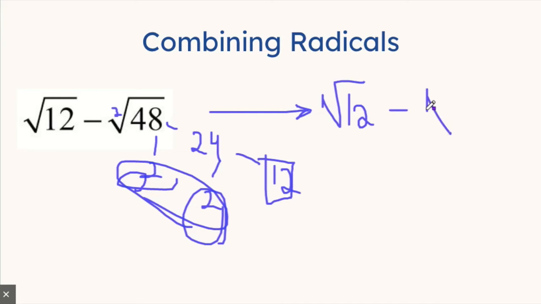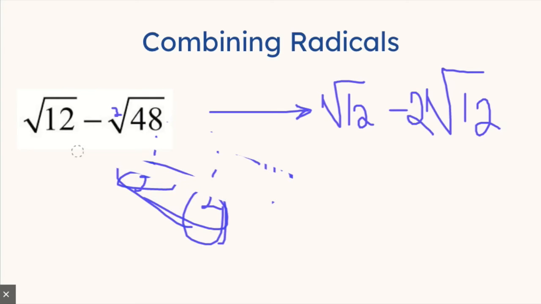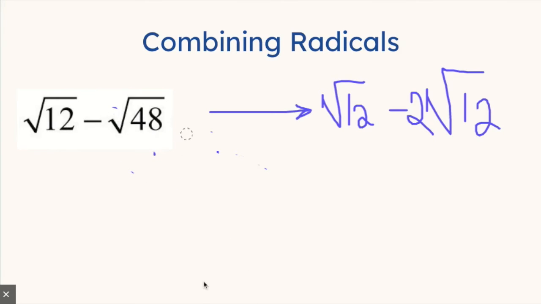minus, this is 12 inside, and because of these two, 2 on the outside. Now the next thing we do is we look at what's outside and what's inside. Because the insides are the same, and because we made them that way, the number inside the square root is going to stay the same. It's going to stay 12.